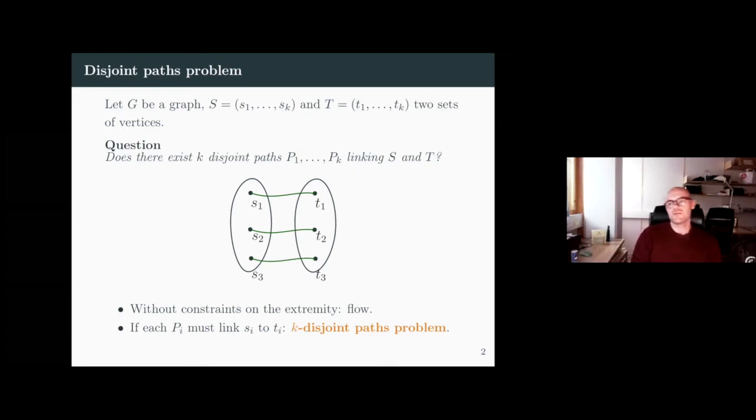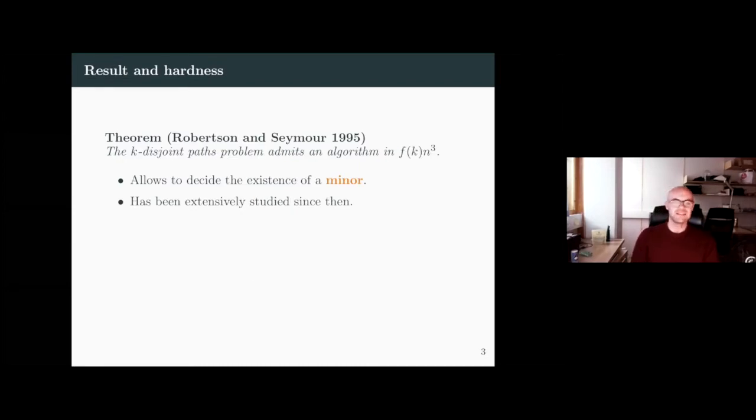This is one of the most studied problems in algorithmic graph theory. And then there is this very famous Robertson and Seymour theorem from 1995, which says that the k-disjoint path problem is FPT, and actually there is a cubic algorithm. This is a very complicated algorithm using a lot of the theory from the graph minor project. But it's also very important in this project because it allowed to decide the existence of a fixed minor H in G. So this is the same algorithm, basically.